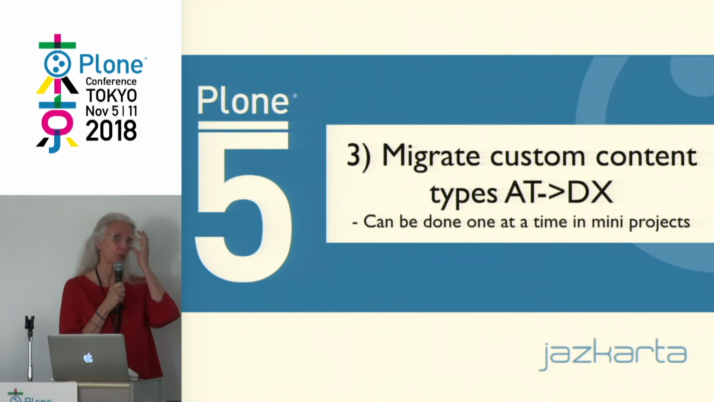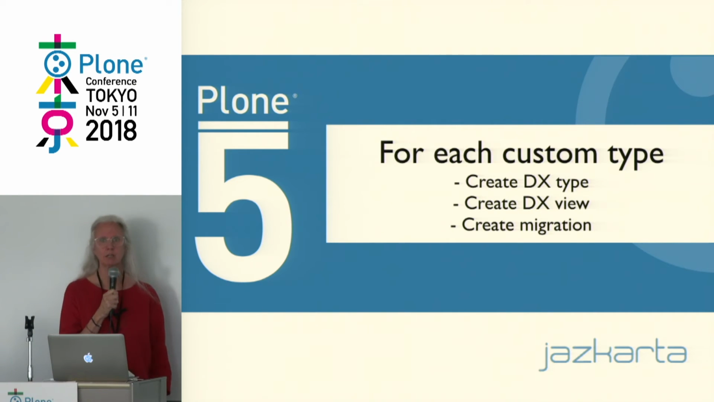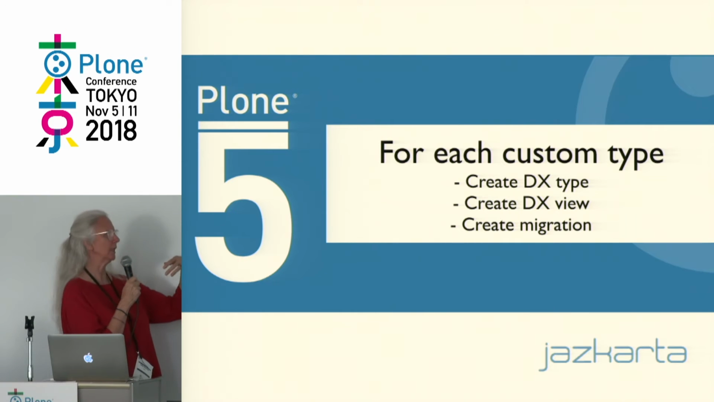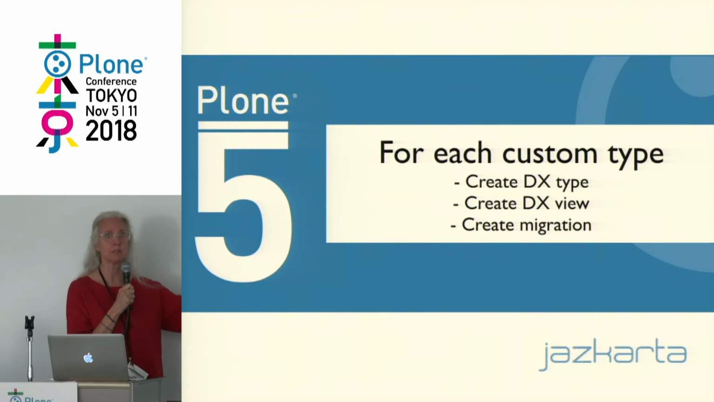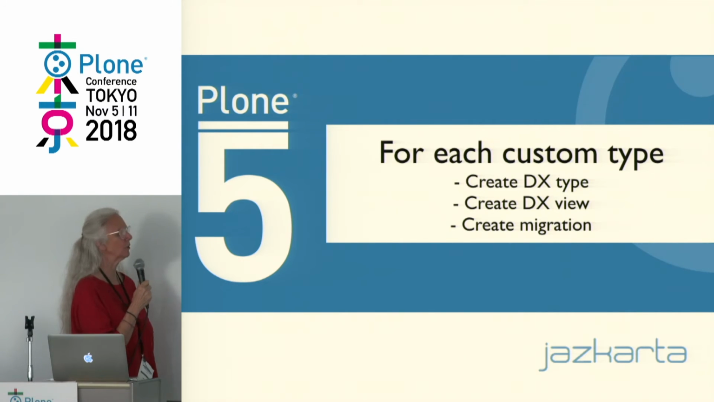So I encourage you to think about doing each type one at a time, because there's no reason that you can't just have both types of types simultaneously on your site. So for each custom content type, you're going to have to create the corresponding Dexterity type, the corresponding Dexterity view, and a migration that goes from one to the other.